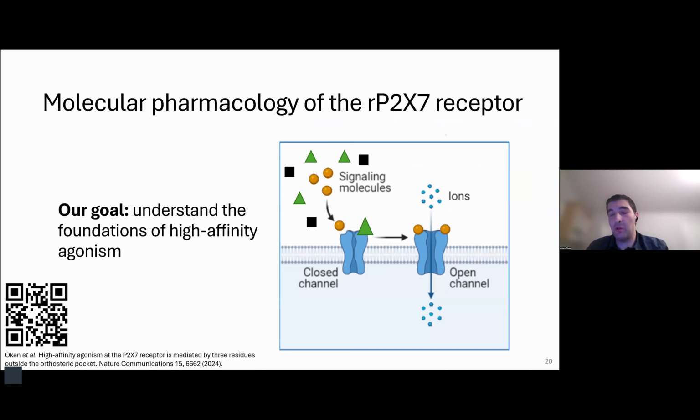So the next story I want to tell you about is about high-affinity agonism. This story was recently published in the same paper as the sodium ion. If you want to know more about this, please read the article. Our goal here was to use electrophysiological, biophysical, and structural approaches to understand the foundations of high-affinity agonism for the P2X7 receptor to guide development of novel therapeutics.